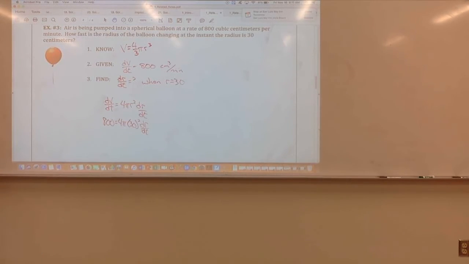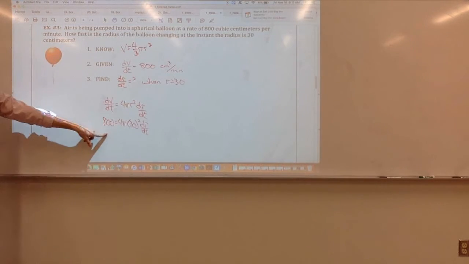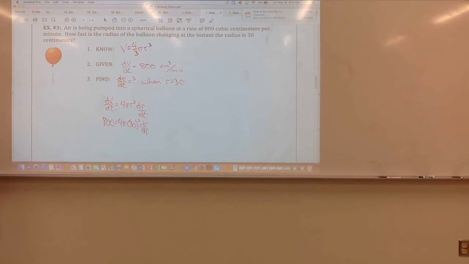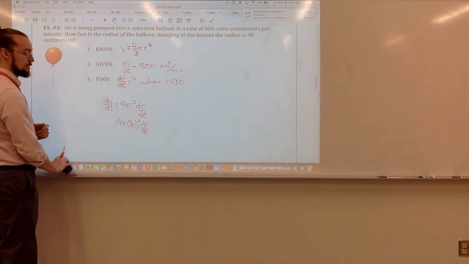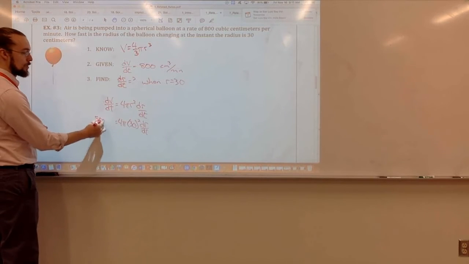Alright, so how do I finish this one out? How do I solve for dr/dt? Divide by 4 pi, so I can drop the pi. I guess I should have put in my units here. 800.